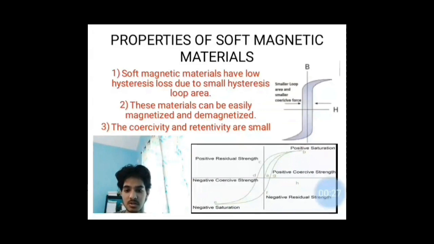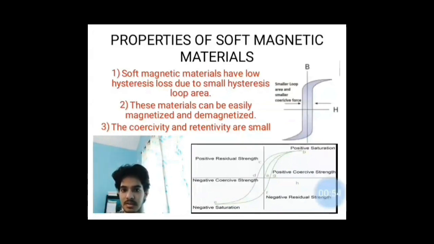Look at the first topmost image. We can see a hysteresis loop having a small loop area. And from the concepts of hysteresis, we know that hysteresis loss is equal to the area of the BH curve. So the lesser the area of the loop, the lower is the hysteresis loss. Moving on to a simple property, that is property number 2, these materials can be easily magnetized and demagnetized.